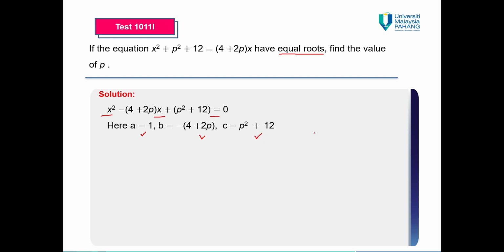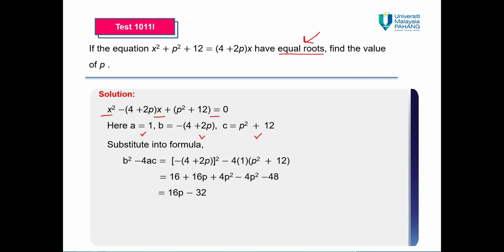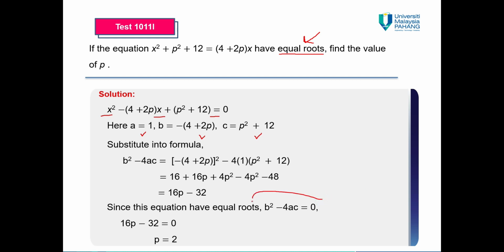So substitute into the discriminant formula because you are given the nature of the roots. Remember the discriminant b squared minus 4ac. So you are getting 16p minus 32. Having equal roots means your discriminant is equal to 0. So this is the formula for equal roots: b squared minus 4ac equal to 0. So solve for this, you are getting p equal to 2.